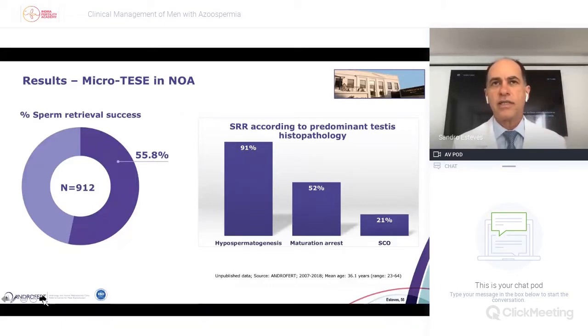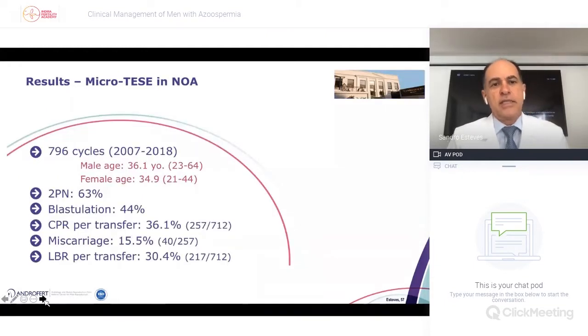Again, the message here is that even in patients with Sertoli cell only, which is the worst case scenario, we will be able to find sperm in a significant proportion of patients. So we should not deny these patients an opportunity to achieve biological fatherhood.